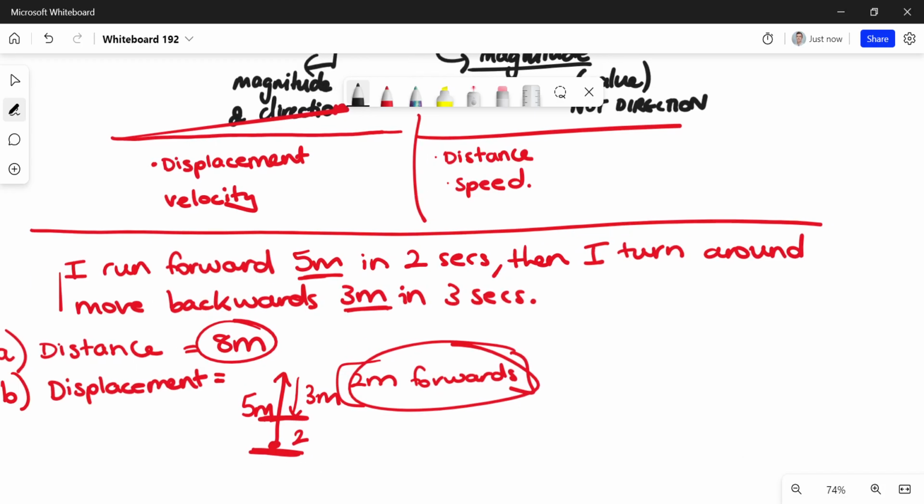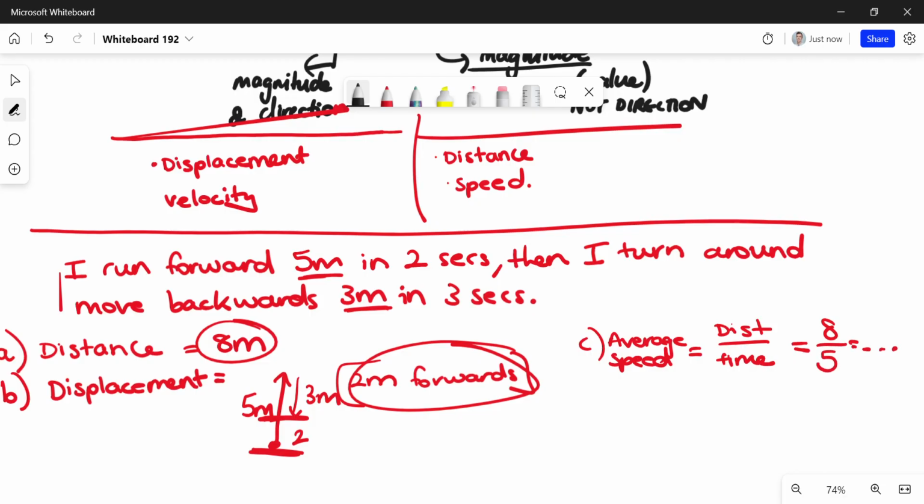Now, it gets even more interesting if you compare with C. I'm going to look at, well, what is my average? And it's important to recognize it's an average speed. Now, average speed is going to be represented by distance over time. Given that speed and distance are our scalars, they need to link together in these formulas. So the distance that we traveled was 8 meters, and the time that I've traveled that in was 5 seconds, because it's taken me 2 seconds and then another 3 seconds.